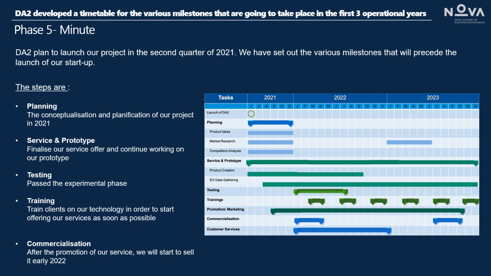Regarding the steps for the next 3 years, we plan to launch our project in the second quarter of 2021, and we will take the rest of the year to create and improve our product. Selling will start in the beginning of next year, and it will be followed by a big promotion and marketing campaign. Training provided to the clients will be done from time to time over the years. After settling in Malaga, we plan to start exploring new geographical markets, which ideally will happen in the beginning of 2023.